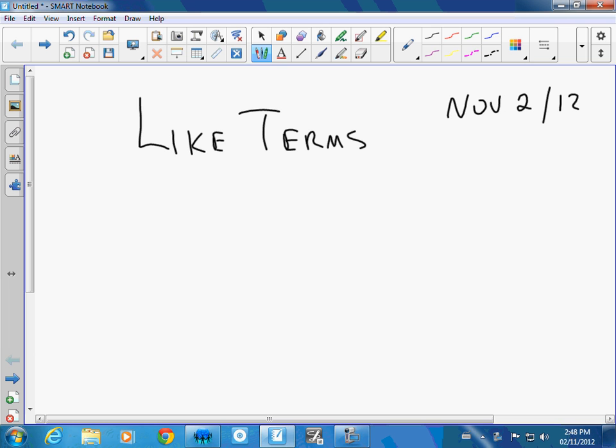Like terms, and I'll define this, guys. I'll write the definition down, then I'll give you examples. I find it way easier to figure this stuff out when there's examples, right? Sometimes the definitions don't make sense, right? So definition, here we go.